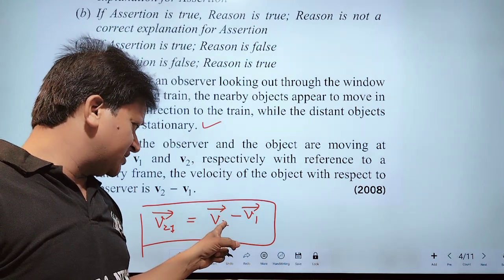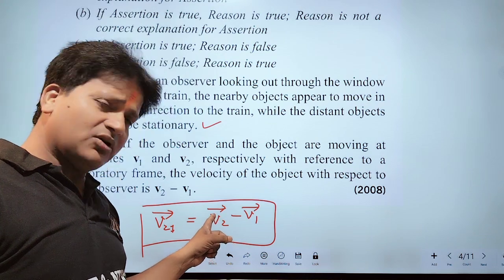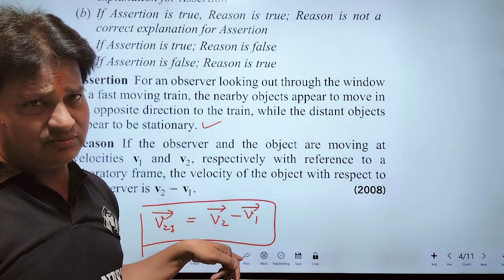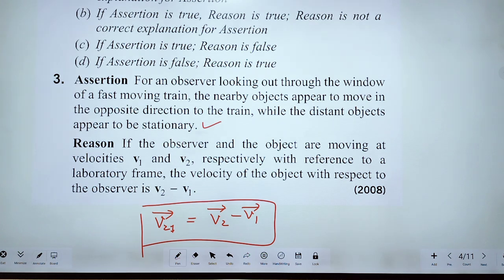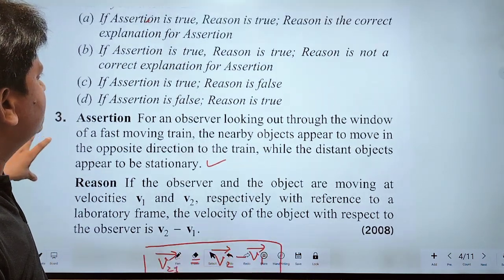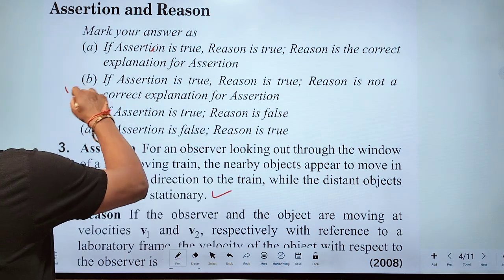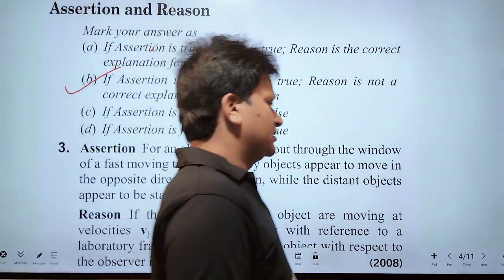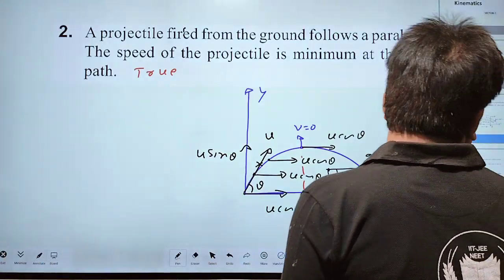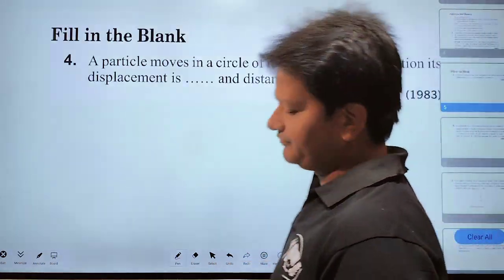Here there is no mention of the velocity of particle 2 with respect to the ground. Okay. Therefore both statements are correct, but the reason is not the correct explanation of the assertion. This option is correct. Now I am going to solve question number 4.